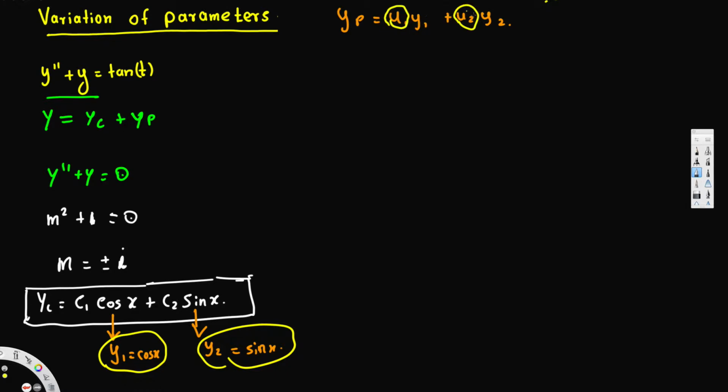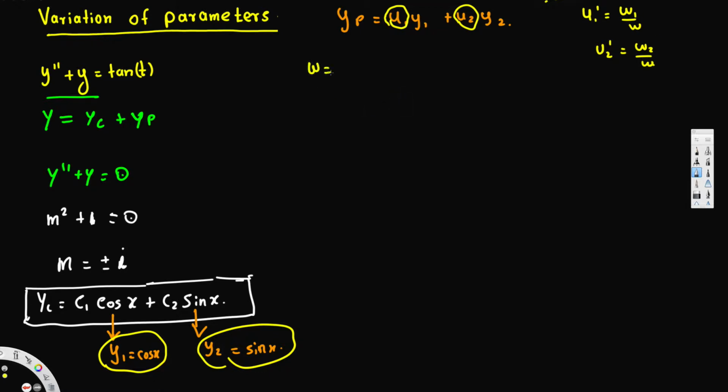We just have to figure out what u1 and u2 are. To find u1 and u2, we use these equations: u1 prime is equal to w1 over w, and u2 prime is equal to w2 over w. We find w1 and w2 using the Wronskian. After we find these, we have to integrate, because here we have u1 prime and u2 prime. Now let's go ahead and find w, w1 and w2 first.